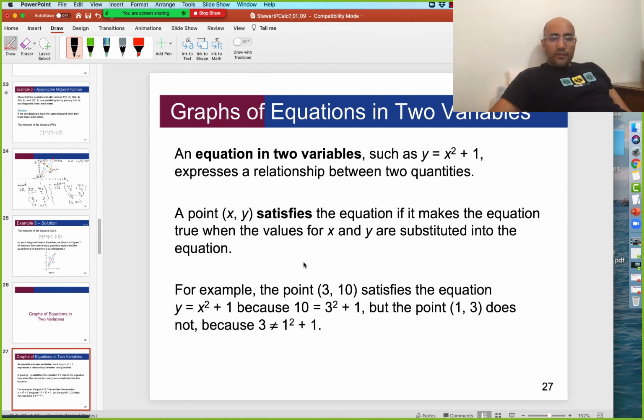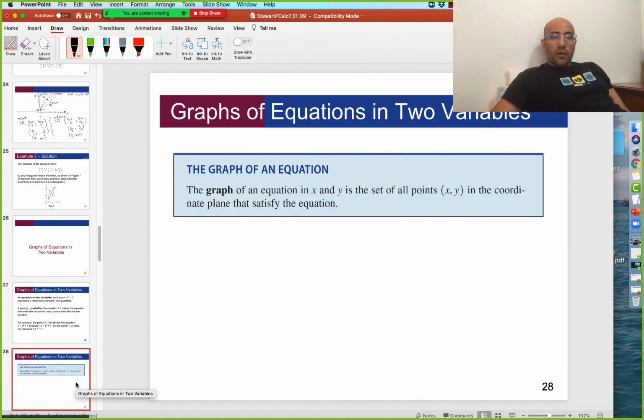So for example, here's some equations. We have y equals x squared plus 1. One possible solution would be to replace the x with a 3 and the y with a 10. And so we get that 10 is equal to 3 squared plus 1, which is true, right? This is going to be 9 plus 1 is 10, so 10 equals 10. But on the other hand, if we replace the x with a 1 and the y with a 3, then 3 does not equal 1 squared plus 1. So there are some ordered pair solutions that work and some ordered pair solutions that don't work. Your mission would be to find all the values that do work and all the values that don't work.